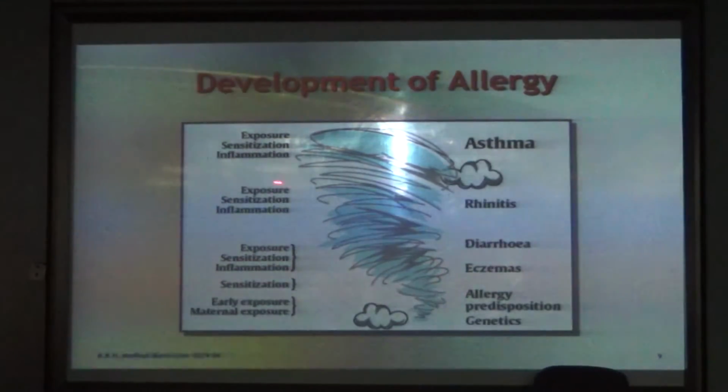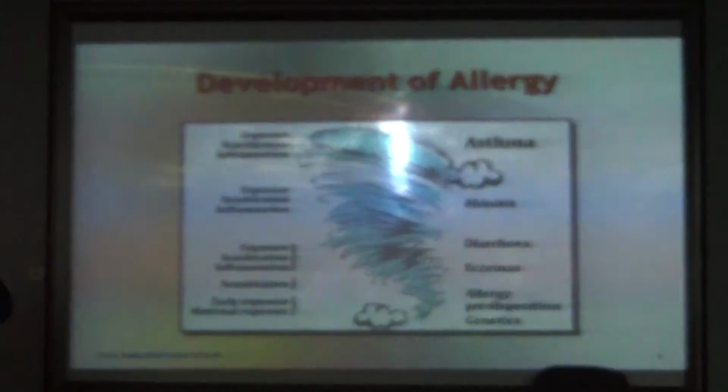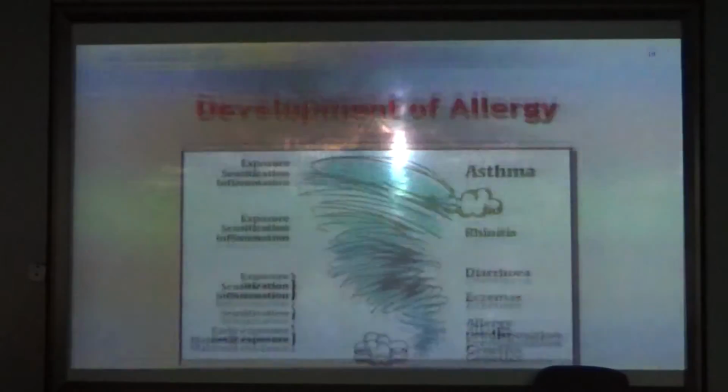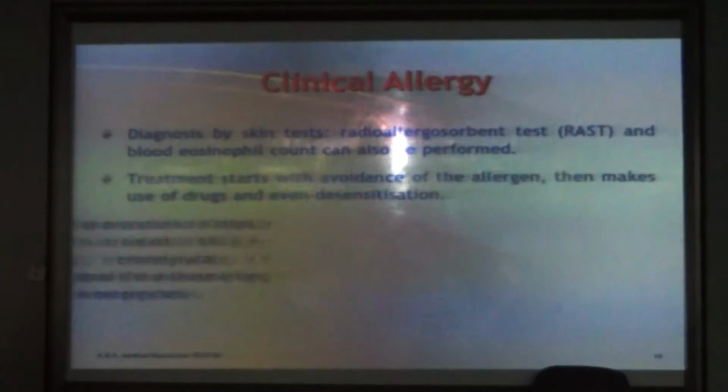And again, exposure, sensitization, inflammation can occur with allergic rhinitis. And again, as you can see throughout, there is exposure, sensitization, inflammation, and the more sensitization happens, the more antibodies are made and the more allergic conditions remain. So you have got to stop it somewhere. Otherwise, it will lead to asthma, which is a dangerous chronic condition.